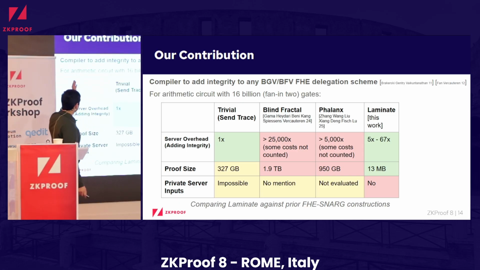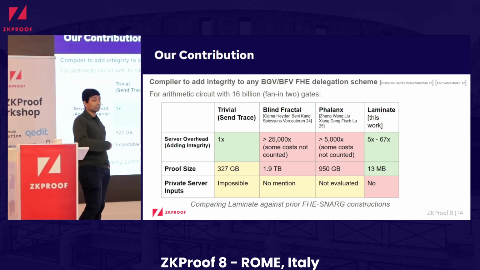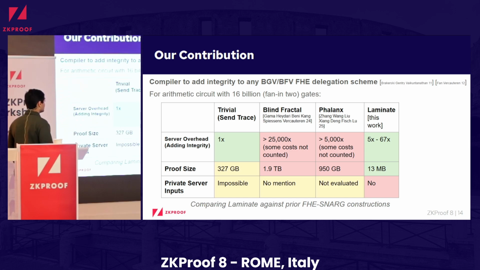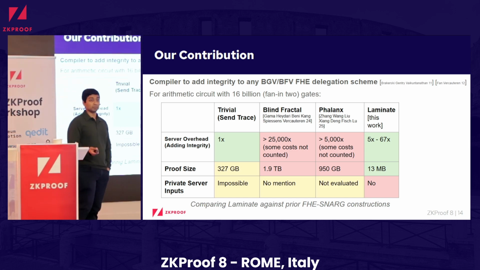Right. So the first solution is the trivial solution, where I evaluate the payload circuit under FHE, and then I literally send you every single part of the trace. Right. So this is clearly trivial. The proof size you get is 327 gigabytes. So that's really the benchmark to beat for your protocol to be usable at all.